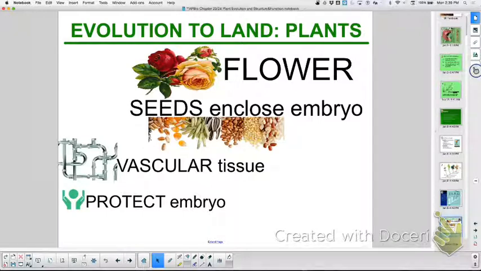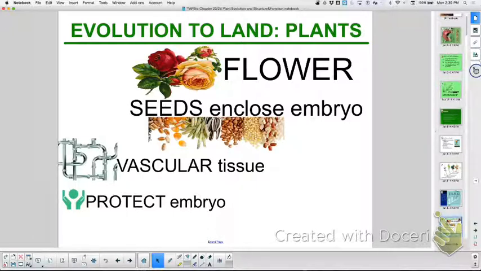So, evolution of land plants. Look right here before vascular tissues. What's right here? Protecting the embryo, having some sort of cells around it, okay? So protecting the embryo, then vascular tissue, then seeds, then flowers. That's a really good picture I made.